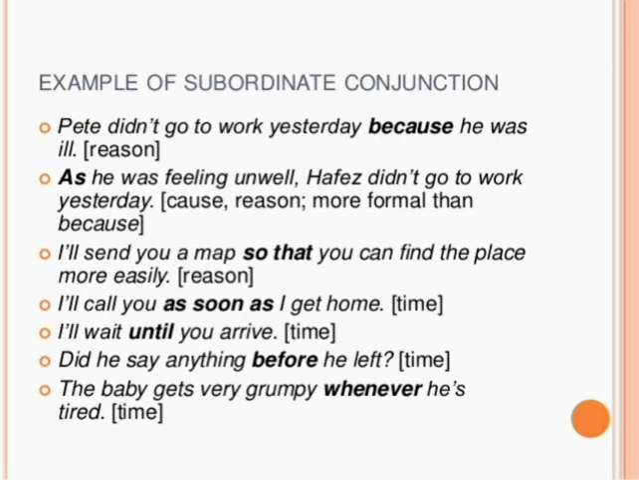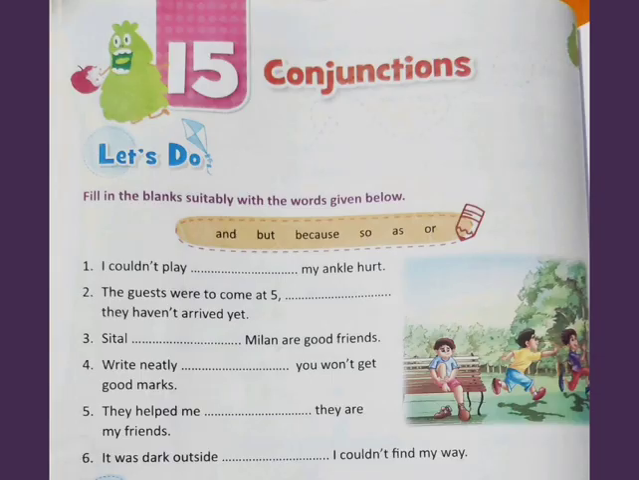And now some more examples of subordinating conjunctions. Pet didn't go to work yesterday because he was ill. Here the subordinating conjunction because is showing a reason. As he was feeling unwell, he didn't go to work yesterday. Here, as is showing cause, reason, and this is more formal than because. I will send you a map so that you can find the place more easily. Here the subordinating conjunction so that is showing another thing or one result.